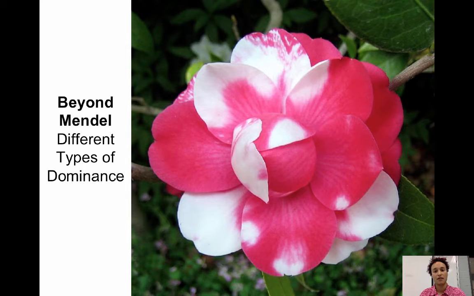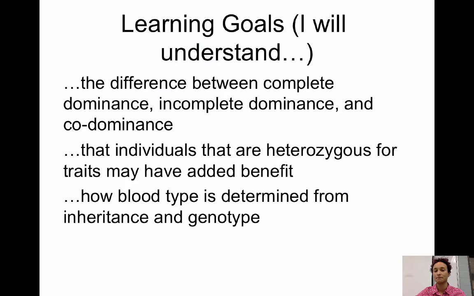Obviously, that's not the case for everything. In this flower, we see both white and pink coloring. So there must be some other types of inheritance that exist to allow these kinds of patterns to come up. That's what we'll talk about today.